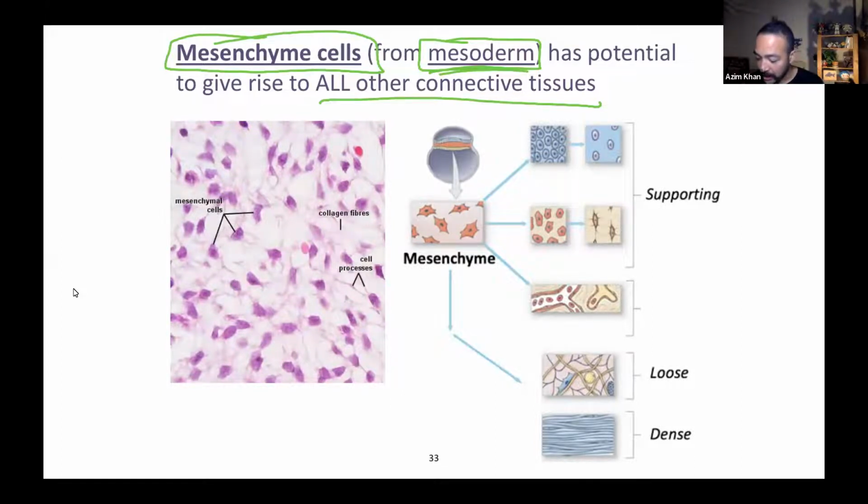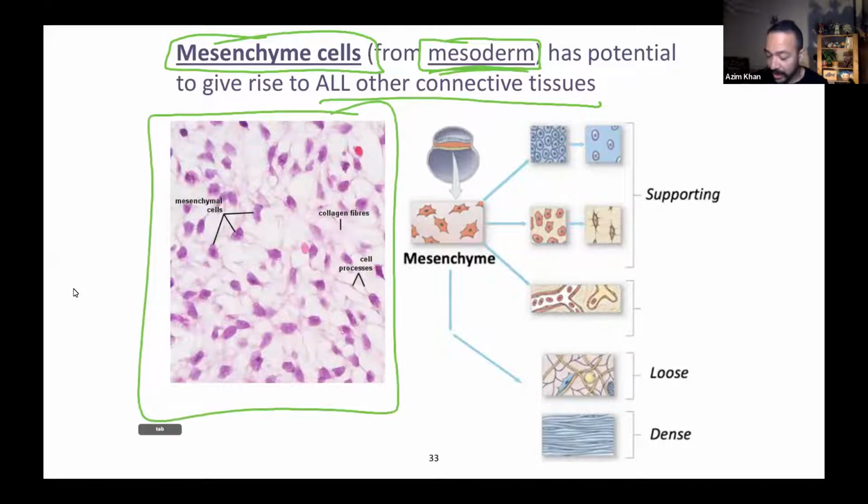Pictured here on the left side, these are mesenchyme cells. Each one of these individual dark staining masses is a cell. You'll also notice how they have little branches and things in between them.